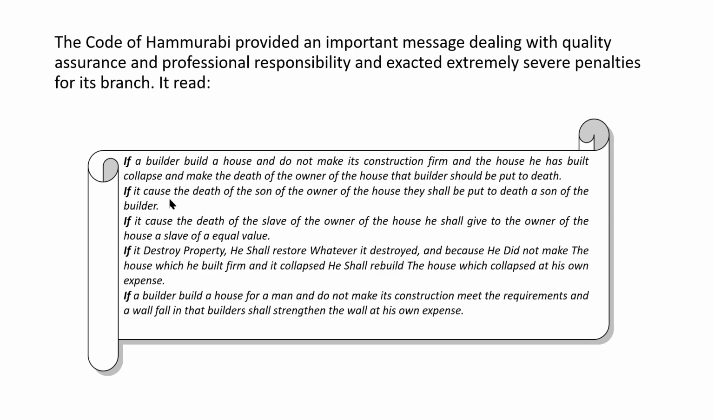If it caused the death of the son of the owner of the house, they shall put to death a son of the builder. So you will also have the son of the builder that should be put to death. Do you think that this is good? Please check. If it caused the death of the slave of the owner of the house, we shall give the owner of the house a slave of equal value.